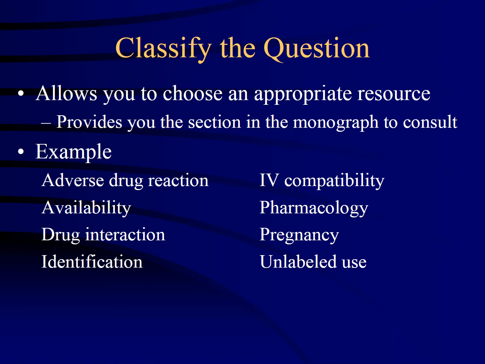After you determine the ultimate question, you need to classify your question. Classifying the question allows you to choose an appropriate resource or database, and it provides you the section within the monograph to consult. Examples of types of questions include adverse drug reactions, availability, drug interactions, identification, IV compatibility, pharmacology, pregnancy, and off-label drug use.